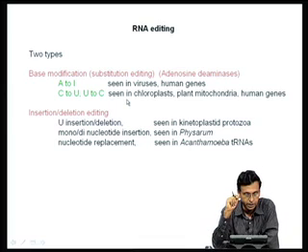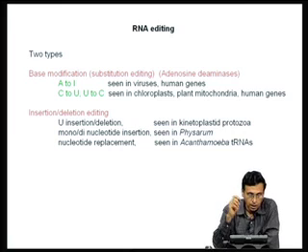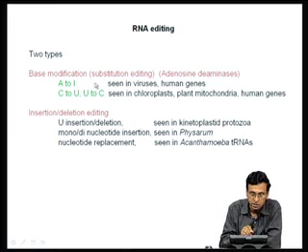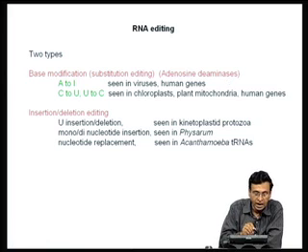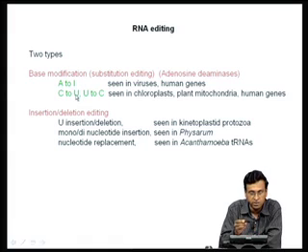Now what is this RNA editing? There are basically two types of RNA editing that take place in eukaryotic cells. One is called base modification or substitution editing. This is primarily carried out by enzymes called adenosine deaminases. There are two types of base modification which can happen. The adenosine residue in the primary messenger RNA or the messenger RNA can be converted to inosine by a deamination reaction.